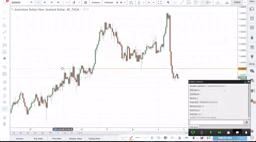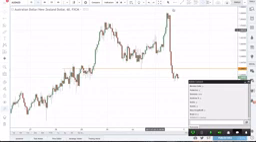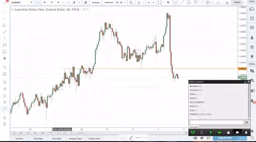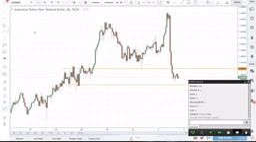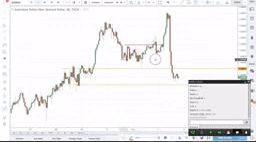Got one here. Okay, got one there. Got one here. Okay, so we got some ranges in here.